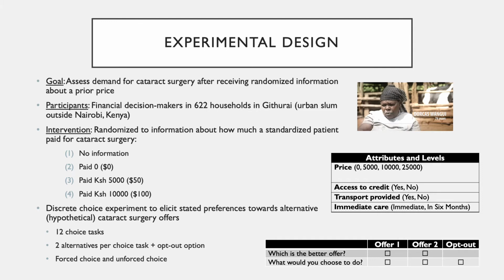Respondents were then asked to state their preferences for a second standardized patient using a discrete choice experiment. They were told to assume that they were financially responsible for this second patient and needed to decide which surgery to select. The choice experiment involved a series of 12 choice tasks, each composed of a set of 2 alternative surgery offers, characterized by the attributes and levels shown in the table on the right-hand side of the slide. For each choice task, respondents first chose between the 2 offers, assuming they had to pick one, and then they repeated the choice, but this time with the option of choosing neither.